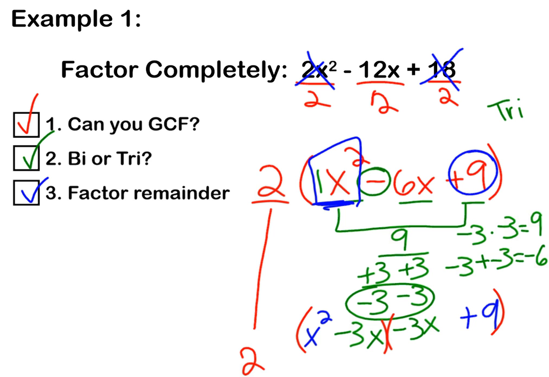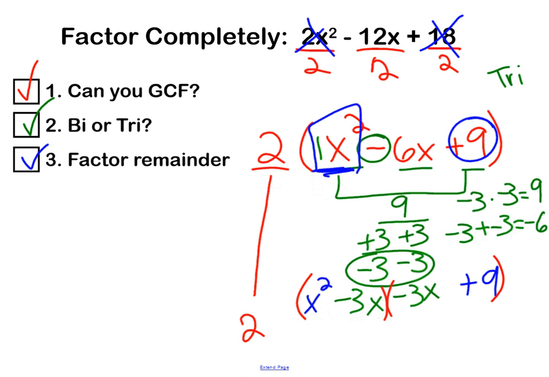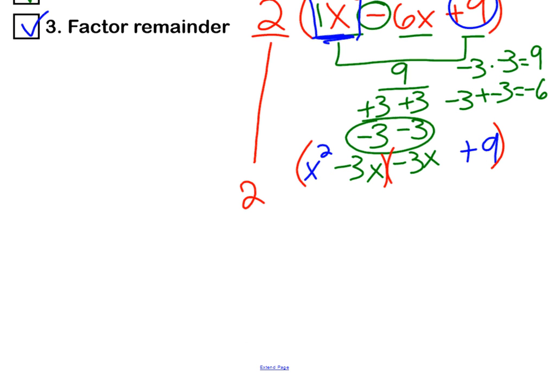I then take what I can greatest common factor out of each of those pieces. I know that I can take out an x from my first parentheses. So I write it as x parentheses. X squared divided by x is x. Negative 3x divided by x is negative 3.